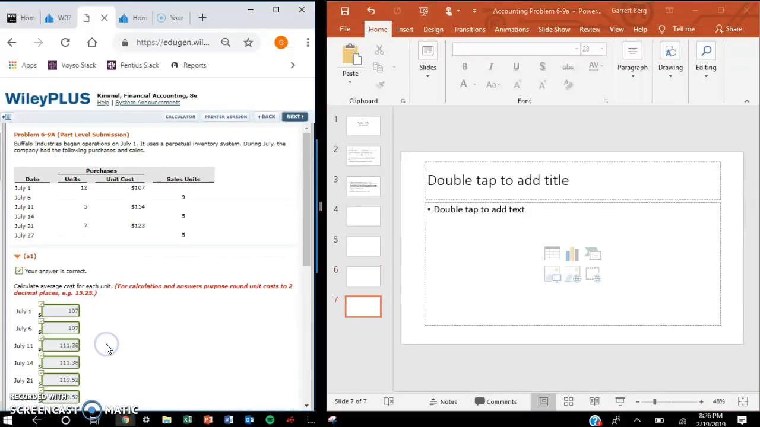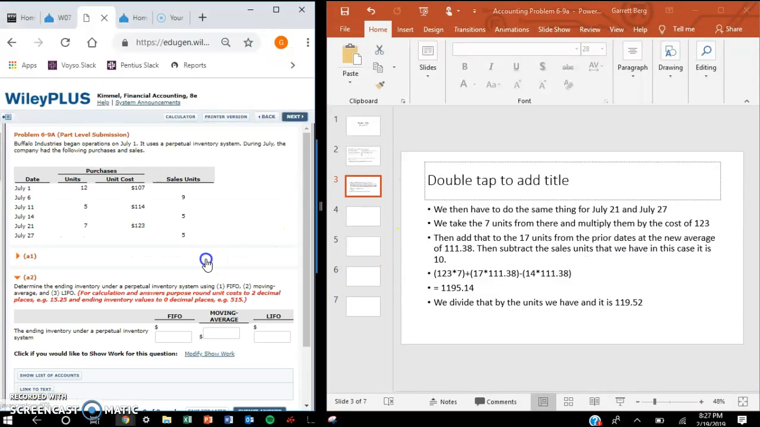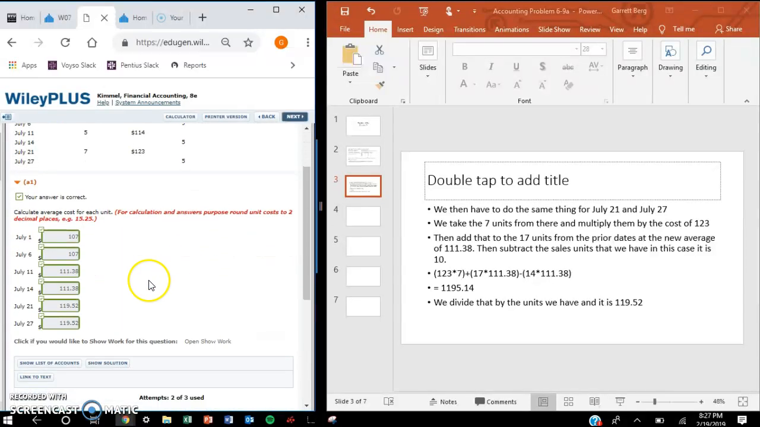We throw that in there. Oh man, wrong page. And there you have it. The correct answer is there. That's how you do that.